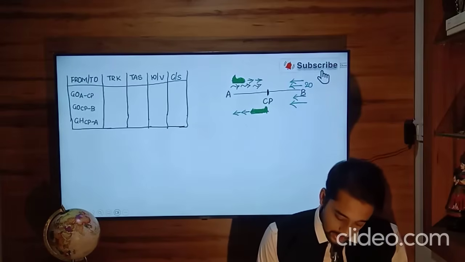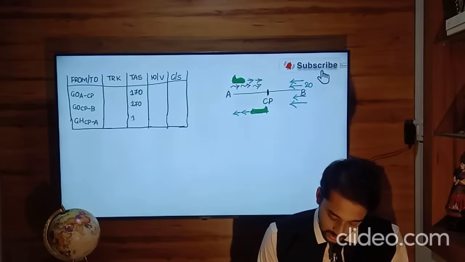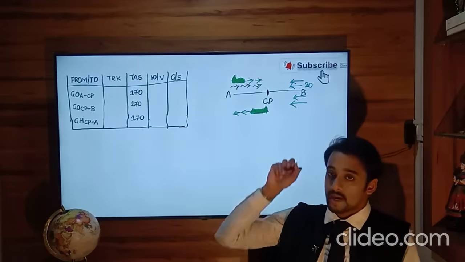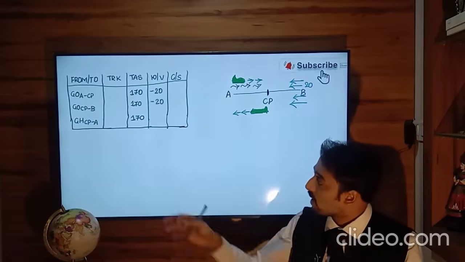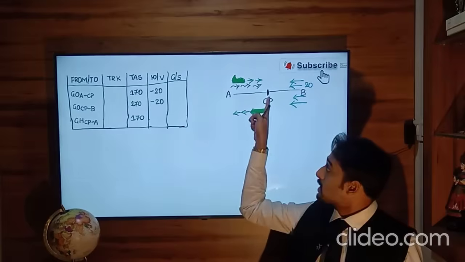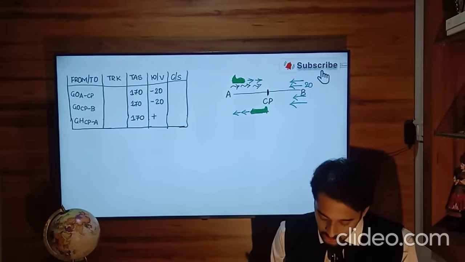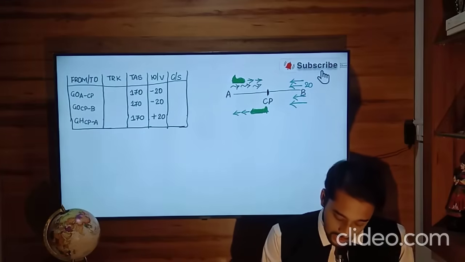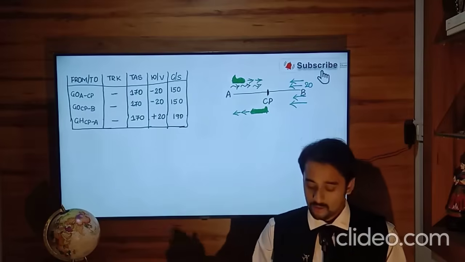So TAS is 170 in all cases: 170, 170, 170. Now wind velocity going outbound is a 20 knot headwind, so I am writing minus 20 for headwind. And when you come inbound, that is homebound from CP to A, that same wind will become a tailwind, so I will write plus 20 here. So 170 minus 20 is 150, 150, and 190. That is your ground speed.